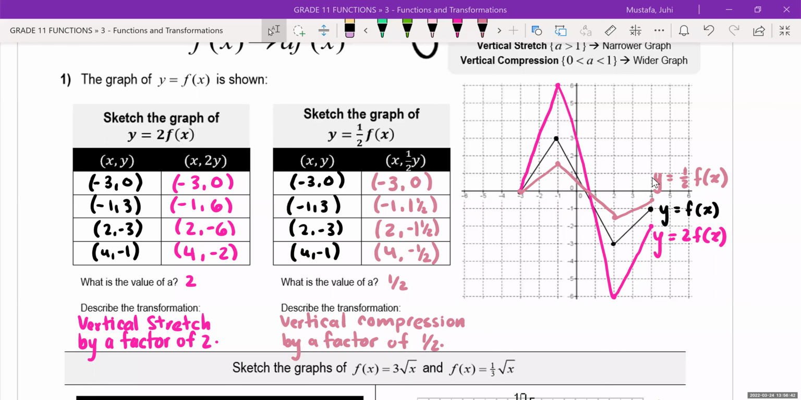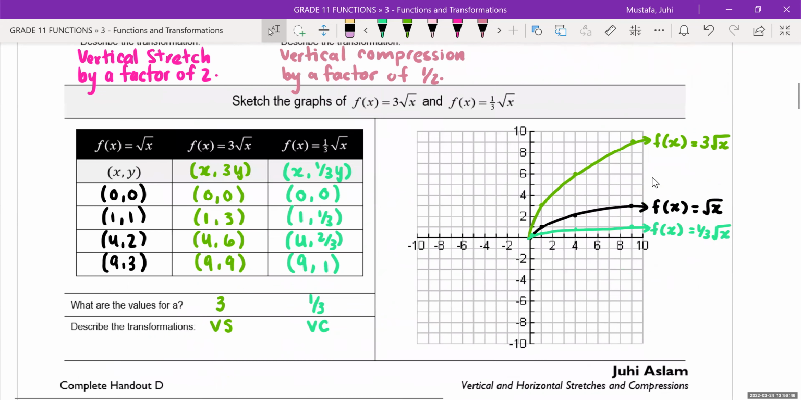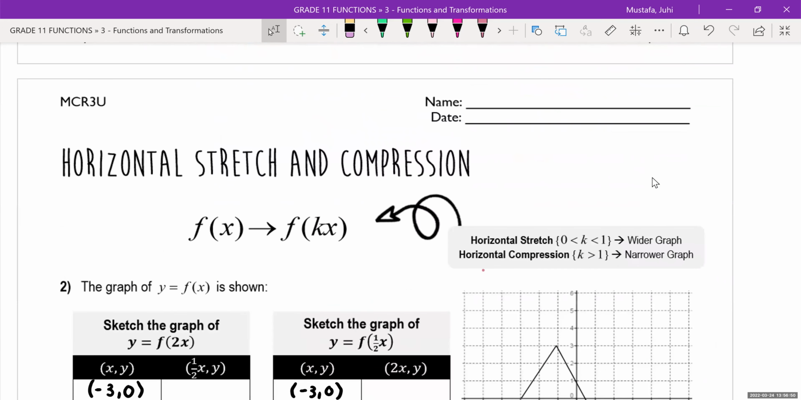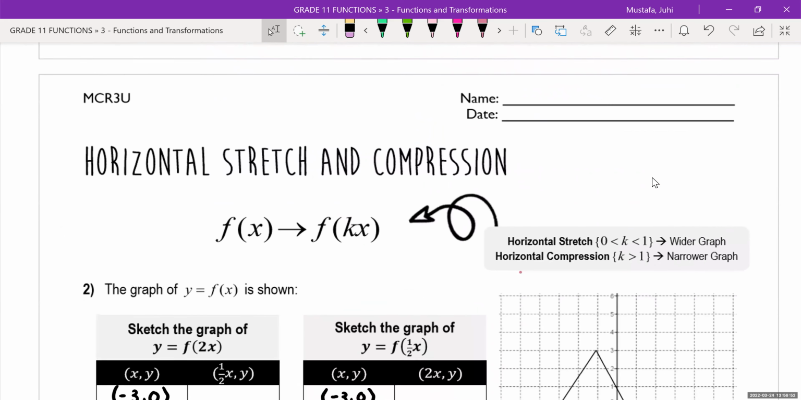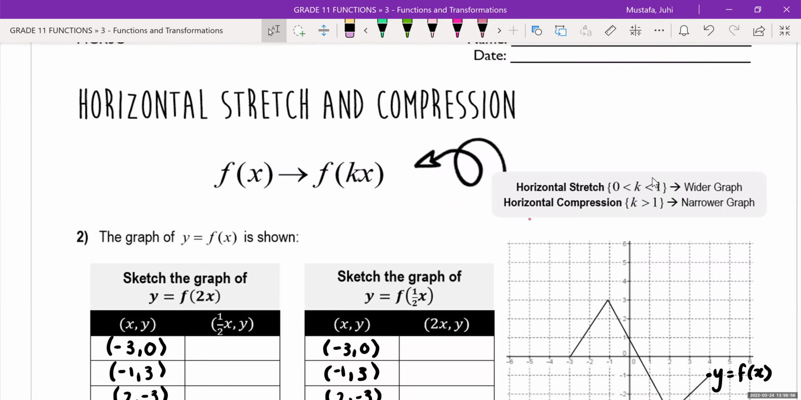So what we're going to do now is I'm going to skip through this graph, this graph, and this graph. I'll come back to the solutions after when you guys actually start trying it. But go to the page that says horizontal stretch and compression. Let's learn what that is as well. Then you'll have lots of time to work.